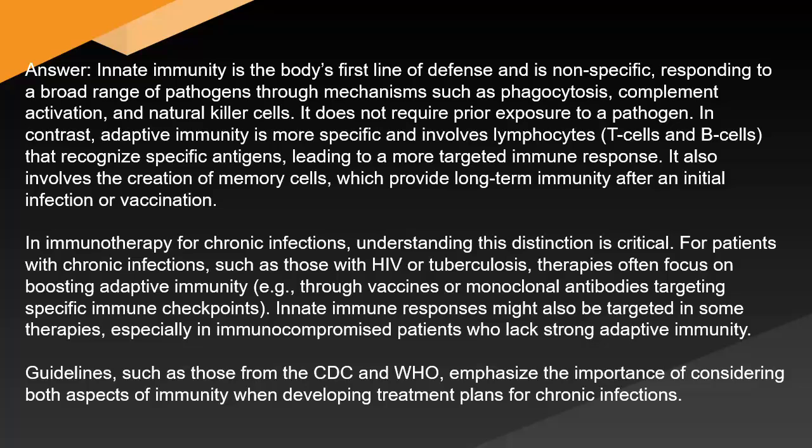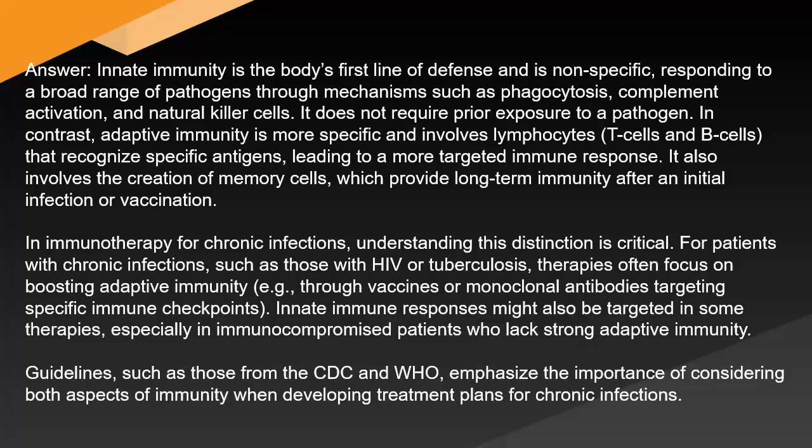In contrast, adaptive immunity is more specific and involves lymphocytes, T cells, and B cells that recognize specific antigens, leading to a more targeted immune response. It also involves the creation of memory cells, which provide long-term immunity after an initial infection or vaccination. In immunotherapy for chronic infections, understanding this distinction is critical.